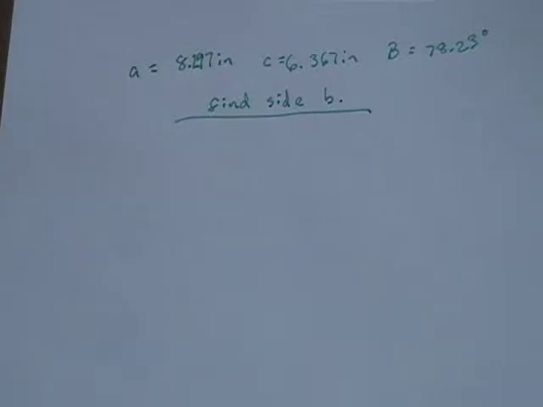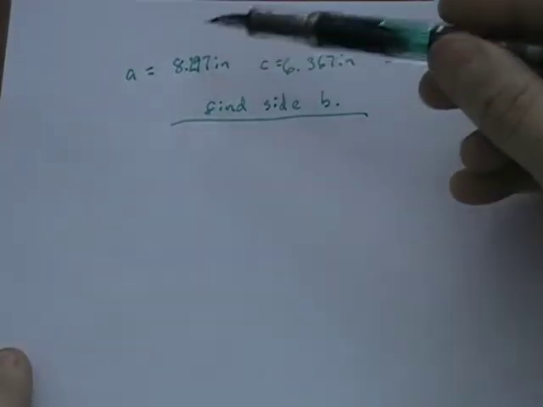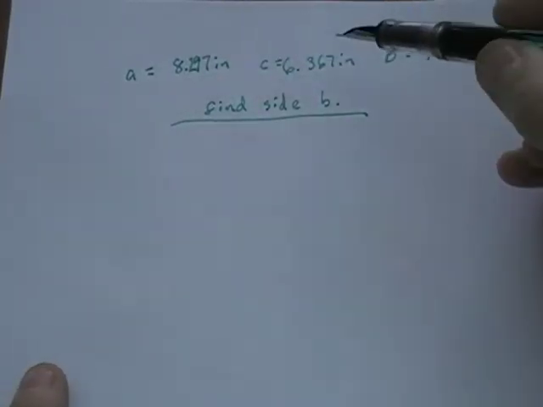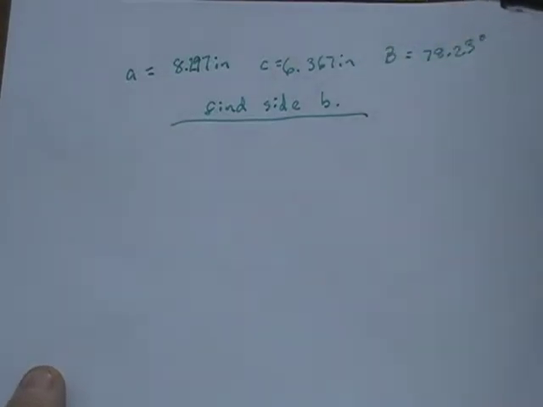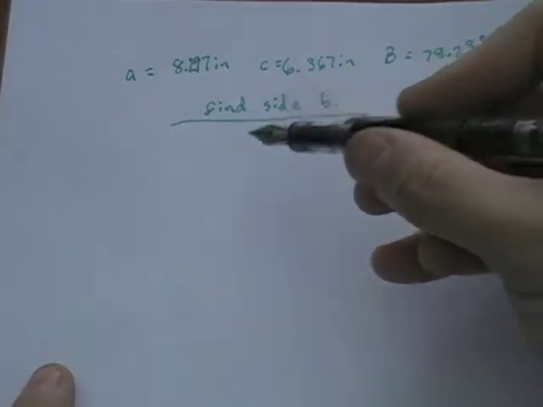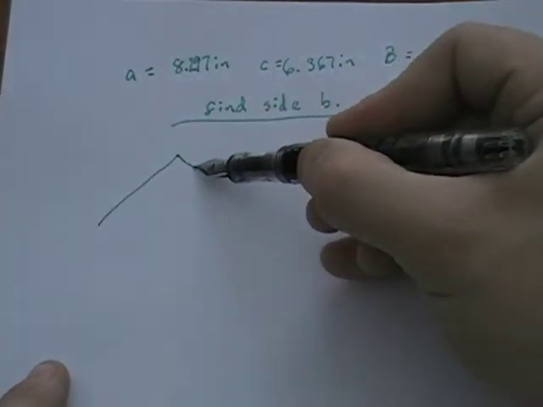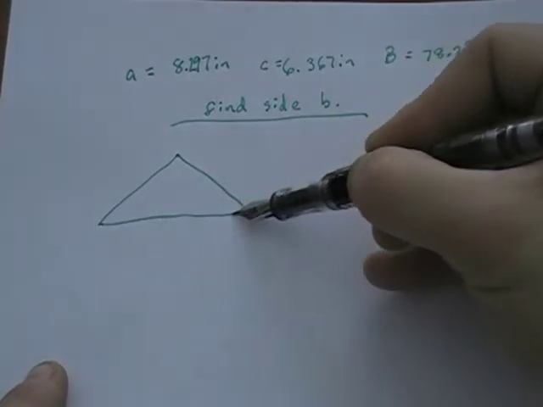All right, so we've been given side A is 8.297 inches. Side C is 6.367 inches. Angle B is 78.23 degrees. Find side B. And the first thing I always do is draw a picture.